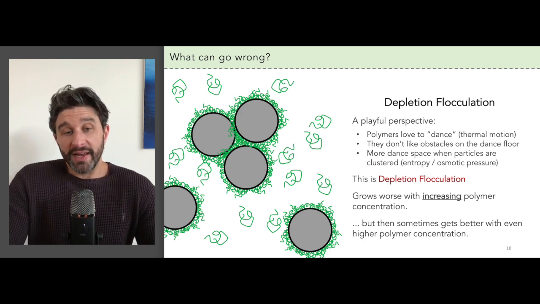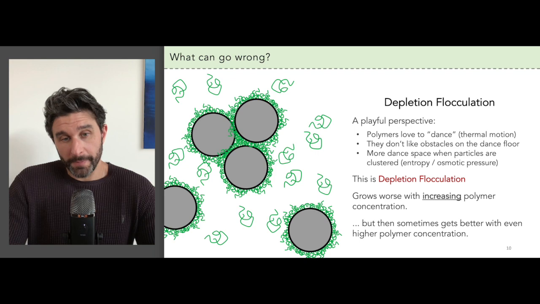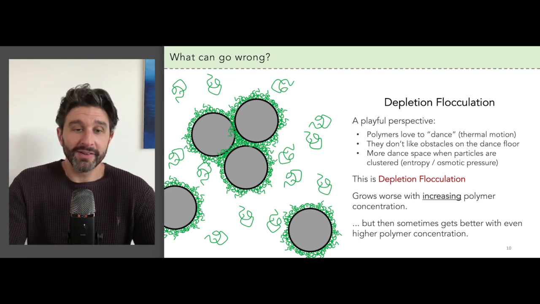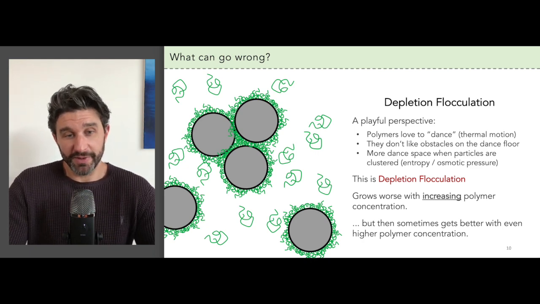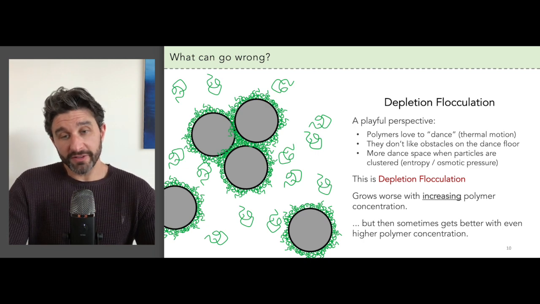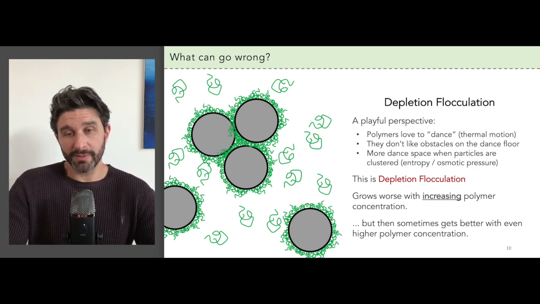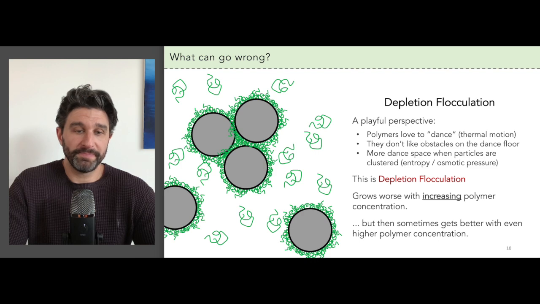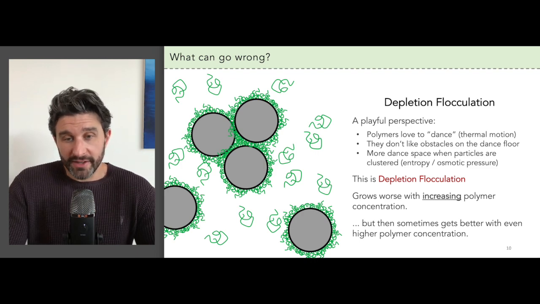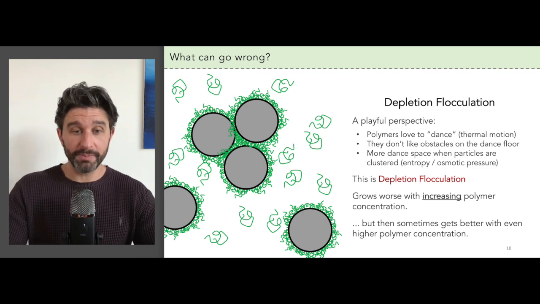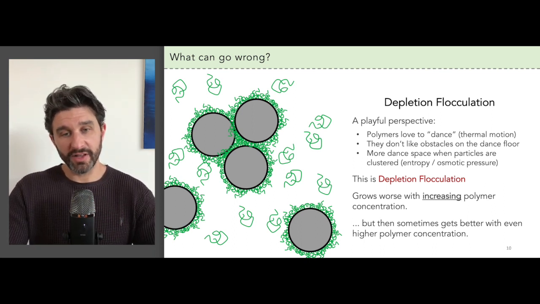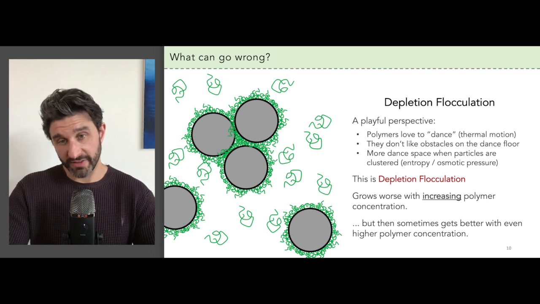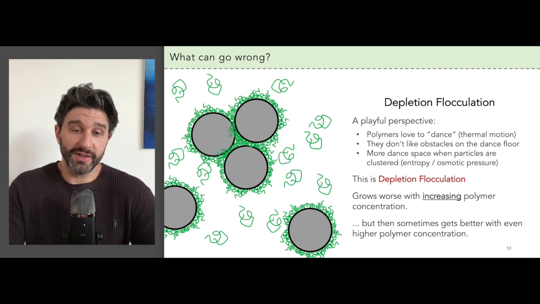So these polymers, when they dance, they don't like obstacles on the dance floor. And the more space they have, the happier they are on the grounds of thermodynamic entropy. Of course, if we have particles dispersed in the solution, they're big obstacles on the dance floor. If you cluster the particles, then you actually provide more space for the polymers to do their dance, and they're happier. All of this is a simple analogy for the polymer entropy, also known as the polymer osmotic pressure. The end result is that the particles tend to want to cluster together to liberate more space for the polymers, and this clustering, like before, can cause flocculation.